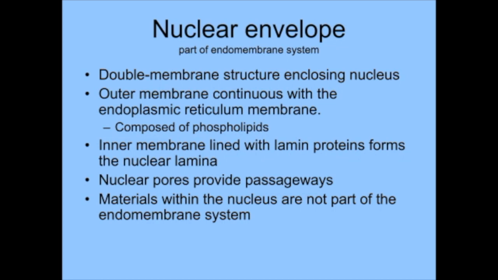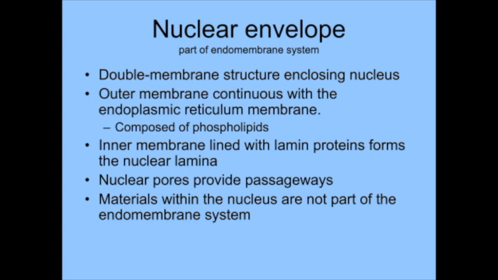The inner membrane is lined with lamin proteins, and these lamin proteins form what is referred to as the nuclear lamina. The nuclear lamina helps to keep the nucleus in this 3-dimensional structure, and it also allows for some anchoring of some of the microtubules and actin filaments used for chromosomal territories.